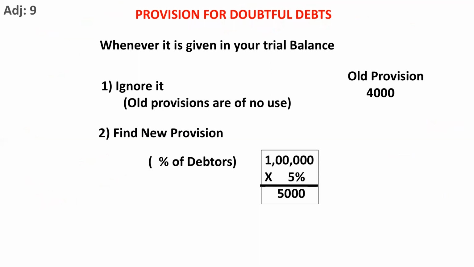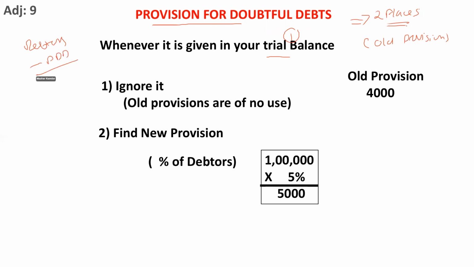Now, this provision for doubtful debts could appear at two places. What are the two places where it could appear? First, it could appear in your trial balance. The provision for doubtful debts that appears in your trial balance, we call an old provision. When we say old provision, it means one part of the adjustment is already done; it has already been subtracted from debtors. You just have to do the second part.